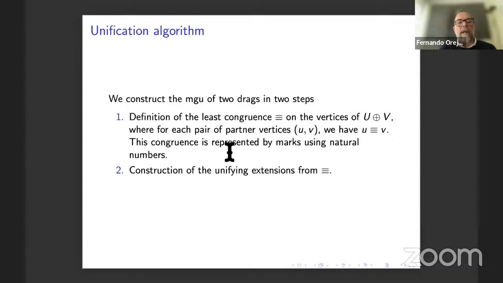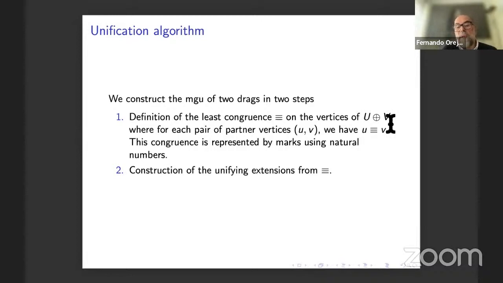So let us see the unification algorithm that we have developed. The algorithm follows two steps. The first one is more or less similar to what we do in term rewriting. The second one, we don't have in term rewriting, and it is actually quite complex. It took us quite some time to find that part. The first step consists in defining a congruence on the vertices of U plus V. The idea is that we identify vertices of U with vertices of V, and this identification will then be used to build the unifier.